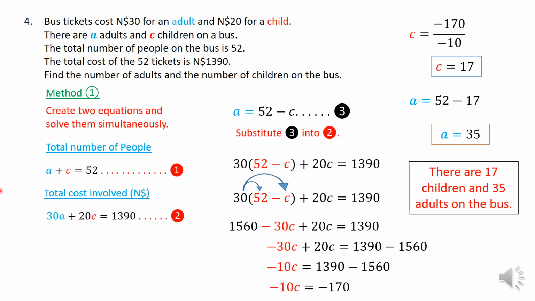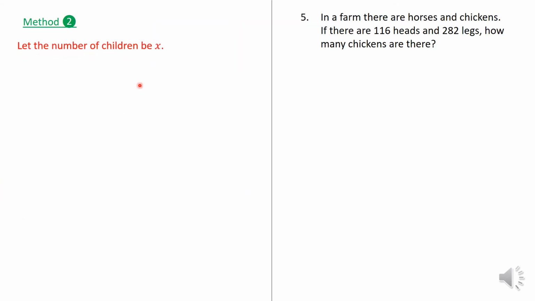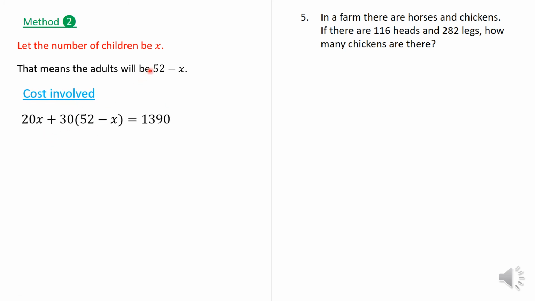So what I use here, I say let the number of children be x, since we don't know how many children there are. So that means the adults should be x less than the total number of people. If there were 10 children, for example, then the adults would be 52 minus 10. Just a reasoning I'm using there. Now, if that is the case, we know that they pay $20 for the children and $30 for the adults. But you have to put the 52 minus x in brackets.